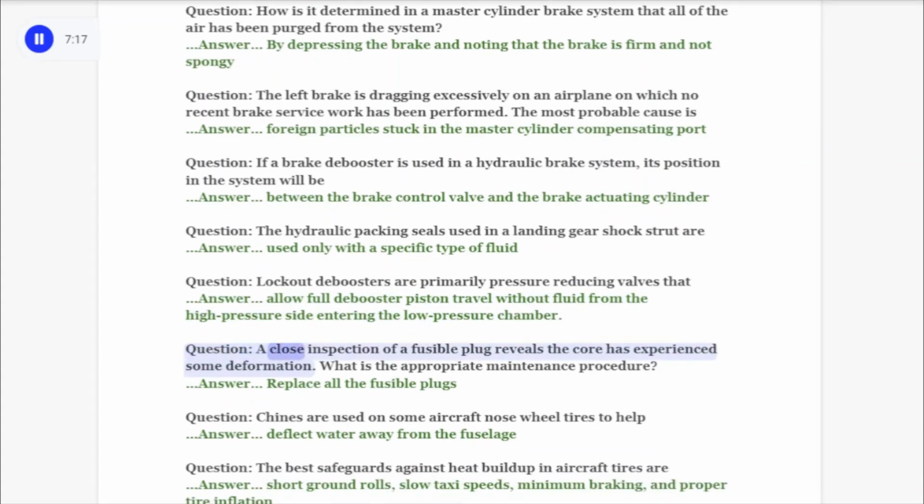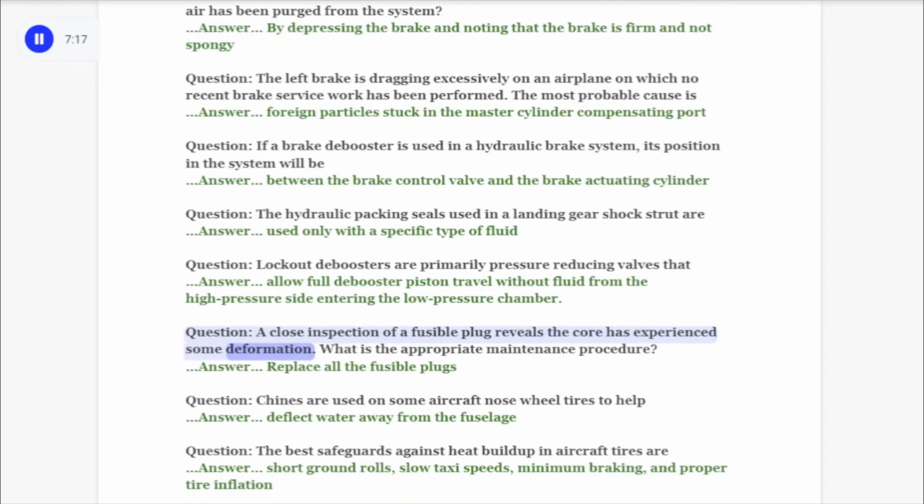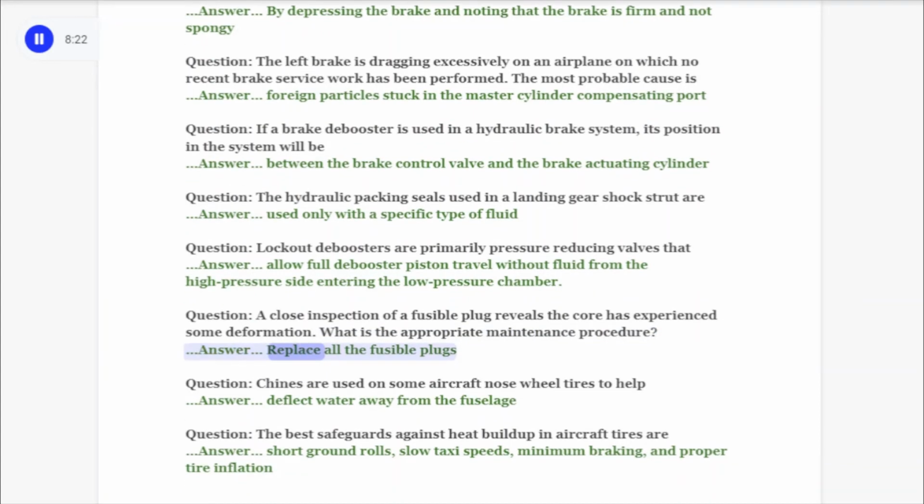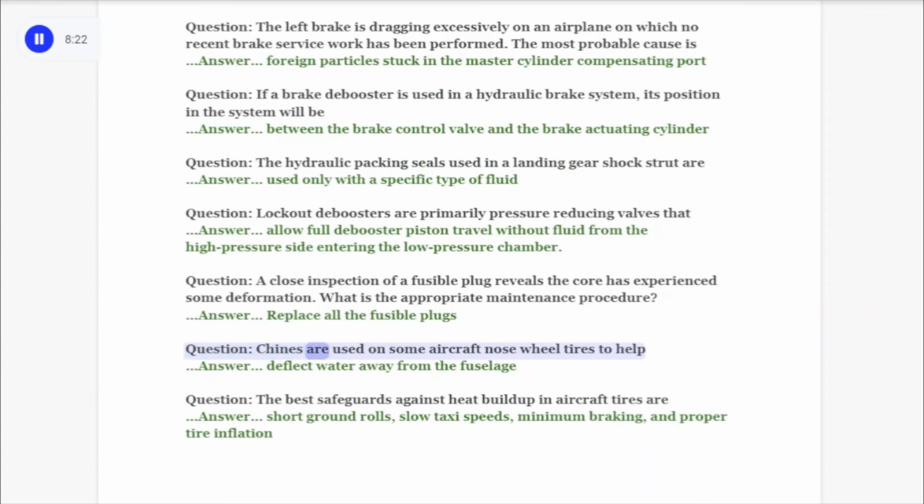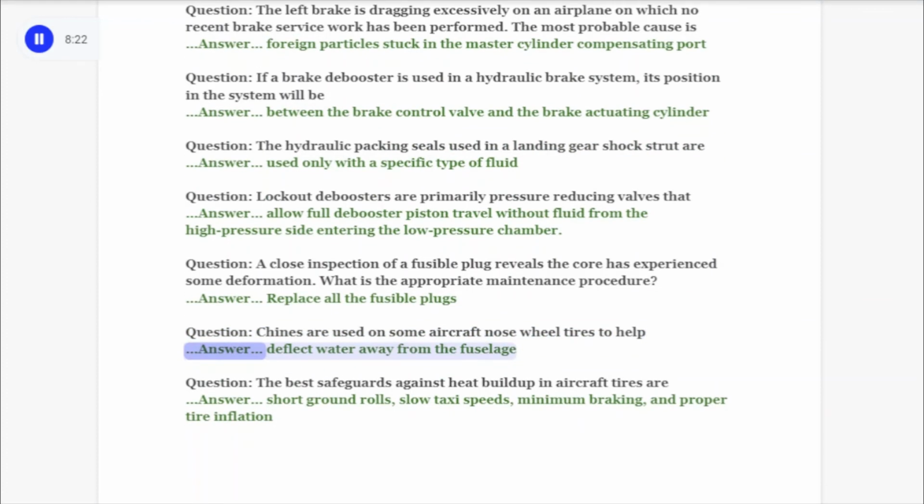Question: a close inspection of a fusible plug reveals the core has experienced some deformation. What is the appropriate maintenance procedure? Answer: replace all the fusible plugs. Question: chines are used on some aircraft nose wheel tires to help. Answer: deflect water away from the fuselage.